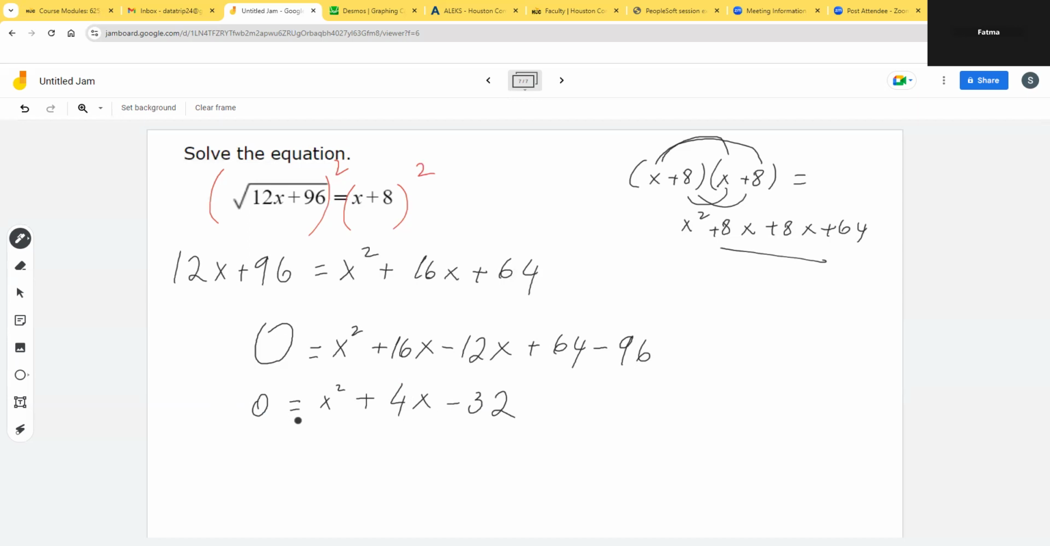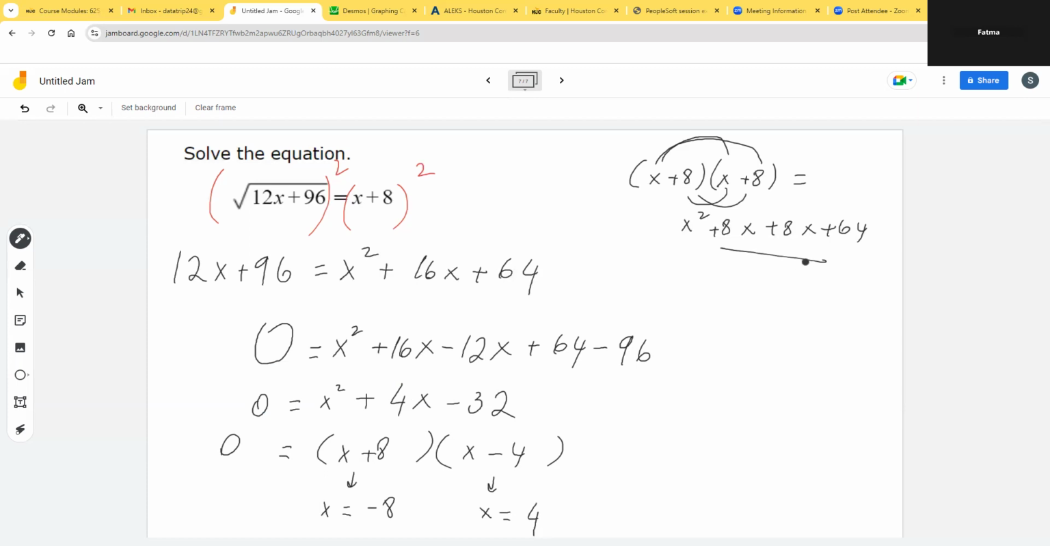Now, this is a very nice quadratic equation that we can factor. What are those two magical numbers that I need here? Good job. x plus 8 and x minus 4. Because when you multiply these two numbers, it's a negative 32. And when you add them up, it's a positive 4. This will give you x equals what? Negative 8. This will give you x equals 4.